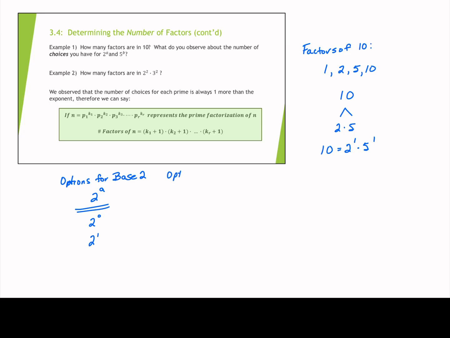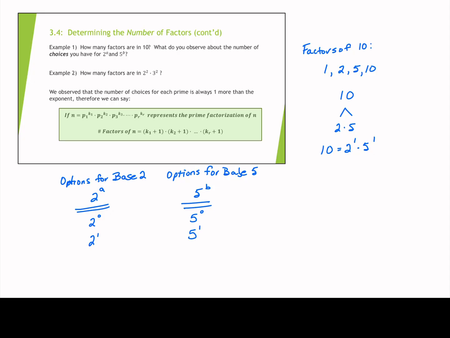If we do the same thing and ask what our options are for the base 5 this time, we can call that 5 to the power of b, some different power. Those options would be 5 to the power of 0, or at most 5 to the power of 1, because we can see in prime factored form, we have at most 2 to the power of 1 and 5 to the power of 1.